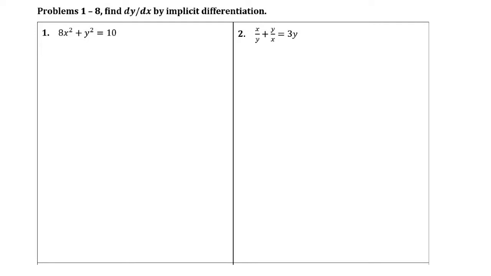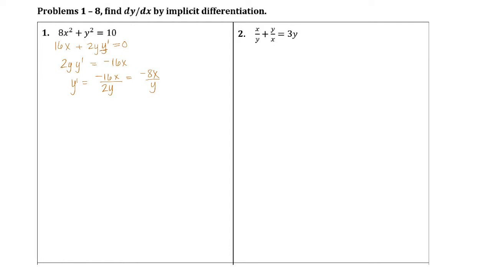For number 1, you're going to have 16x plus 2y, y prime, or dy dx, those are the same, equals 0. And then we're going to solve for y prime. So we're going to move 16x over to have 2y, y prime equals negative 16x. And then dividing both sides by 2, I have negative 16x over 2y, or negative 8x over y.